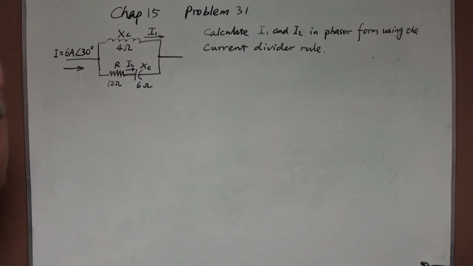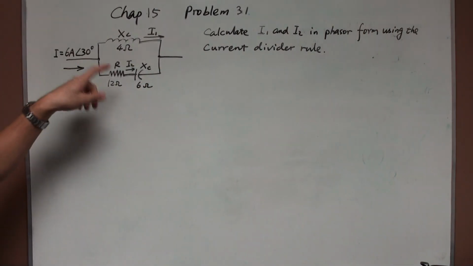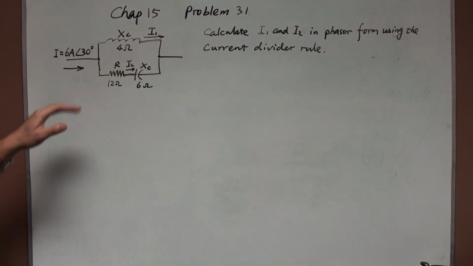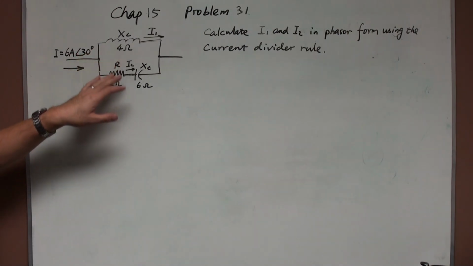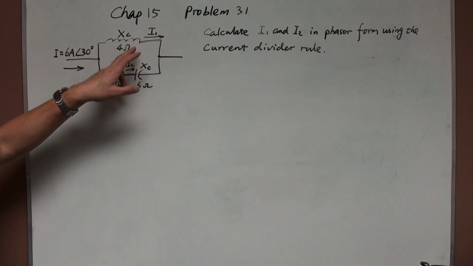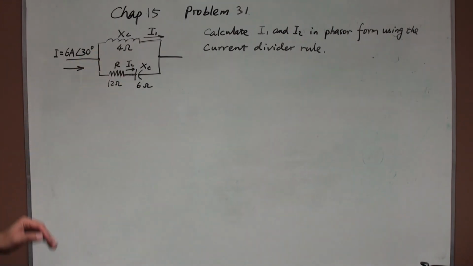Okay, so for this problem, we want to calculate I1 and I2 in phasor form using the current divider rule. Before we do that, you see we have two branches. I1 is the current for the first branch, and I2 is the current for the second branch.